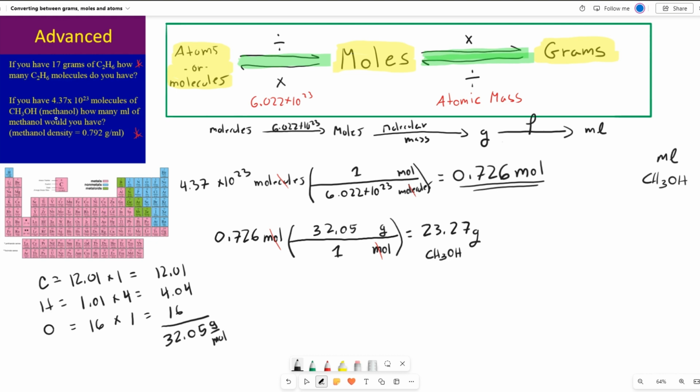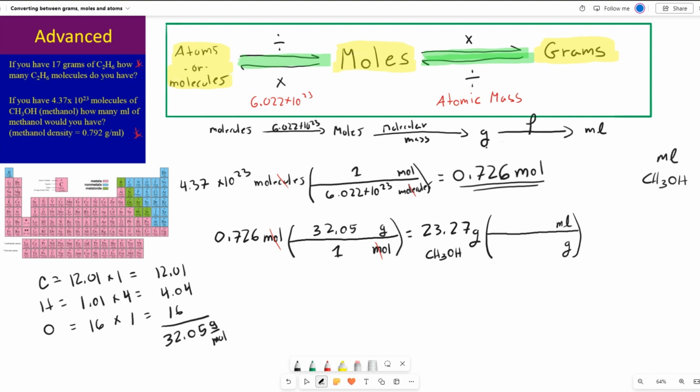But that's not what the problem wants. It wants milliliters. So we're right here at this point. So we need to use the density to get to milliliters. So we're almost there. We only got one more step. So now we're going to use the density as a conversion factor to convert from grams to milliliters. So grams on the bottom, milliliters on the top.